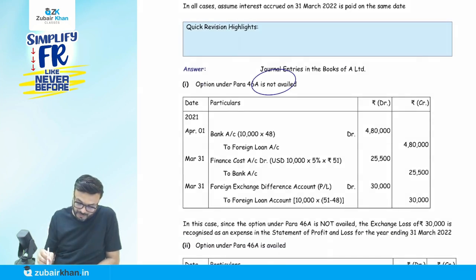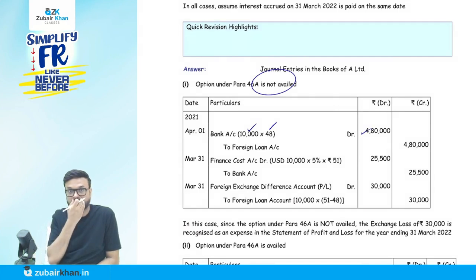So we borrow a loan. The bank account will be debited and foreign loan credited. How much did we borrow? $10,000, and on that date the exchange rate was 48. So the bank account should be debited 4,80,000, and I am liable to pay a loan of 4,80,000.